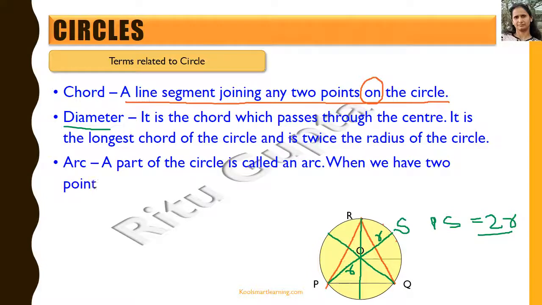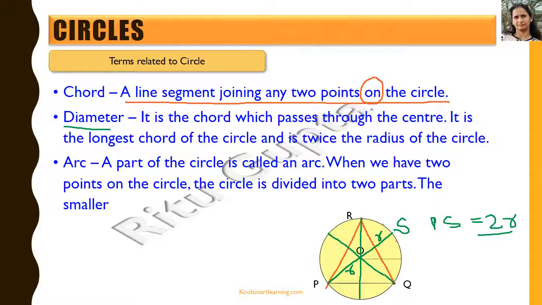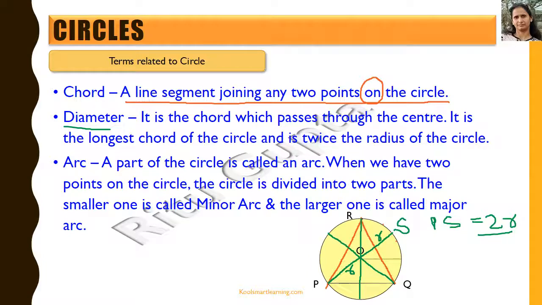Now what is an arc? The part of the circle is called an arc. So if we have this circle, then any part of the circle, say for example we take this part, it's an arc. We take this part, it's an arc. We take this part, it's an arc. So any part of the circle is an arc. Now when we have 2 points on the circle, so for example we take these 2 points, this and this, we call them A and B.